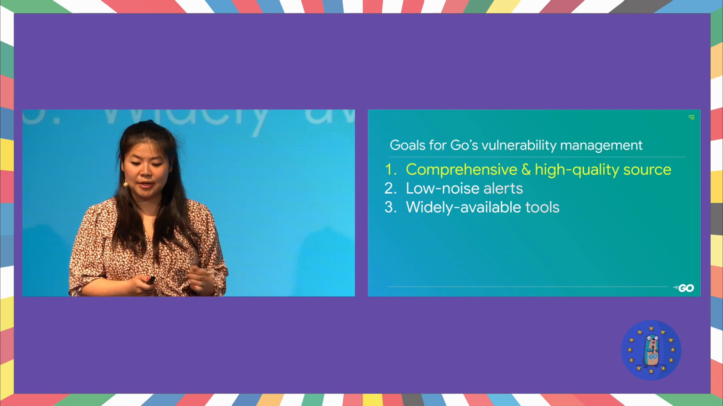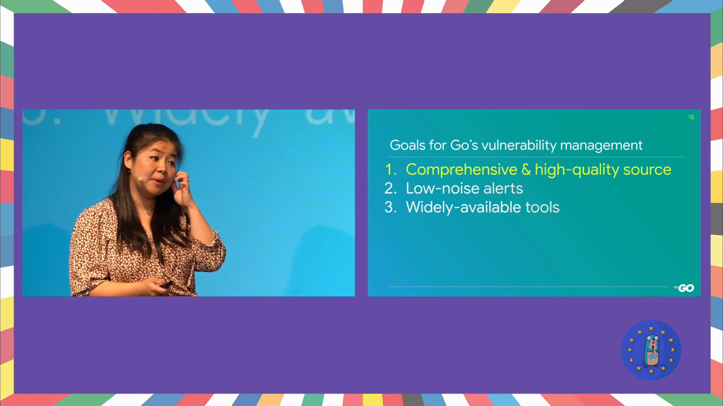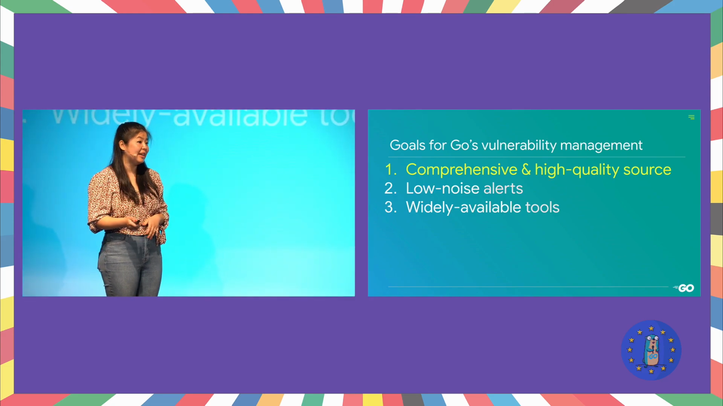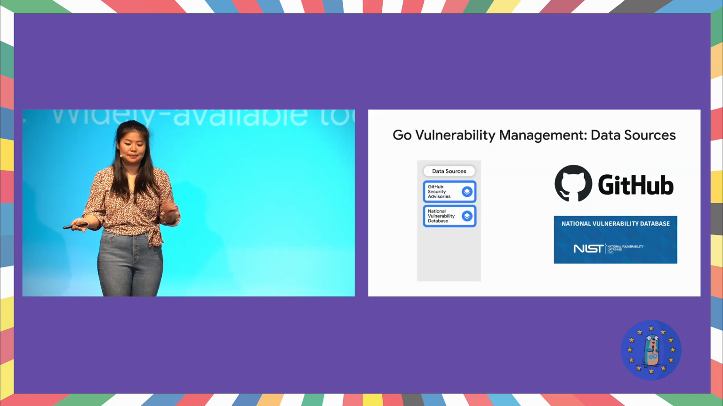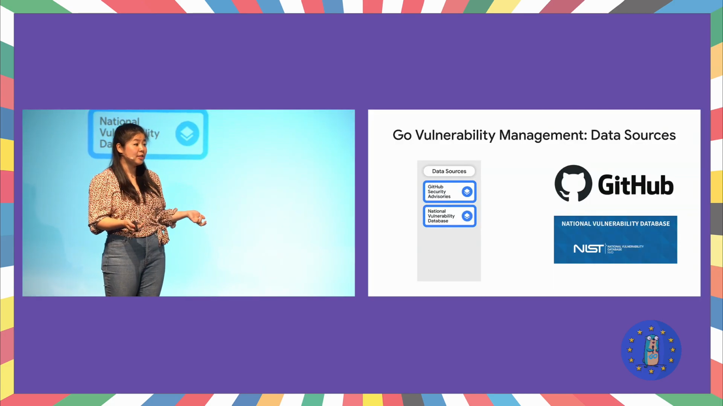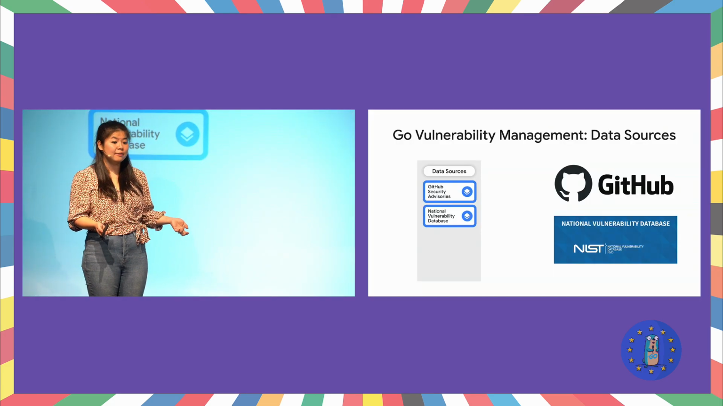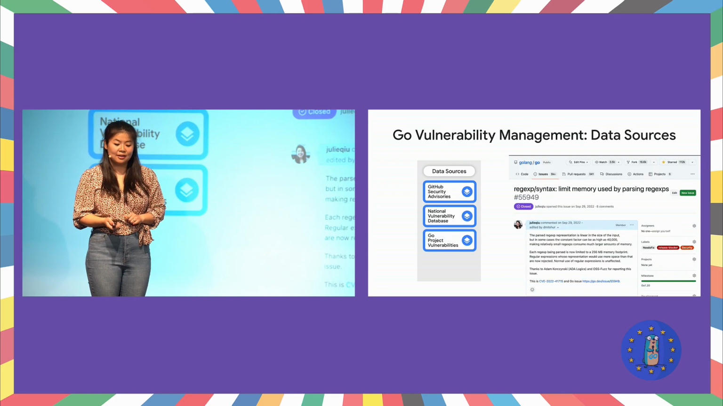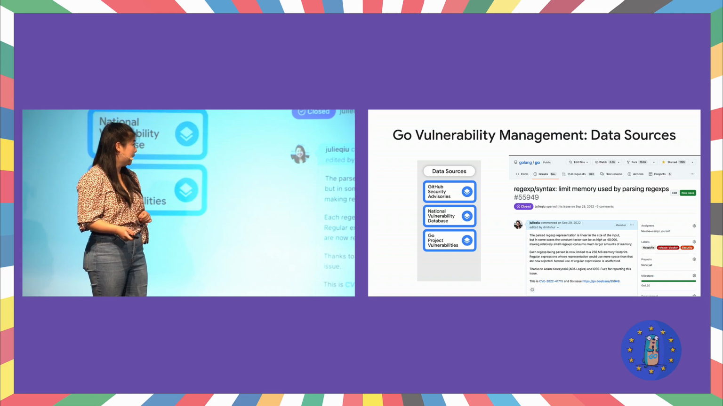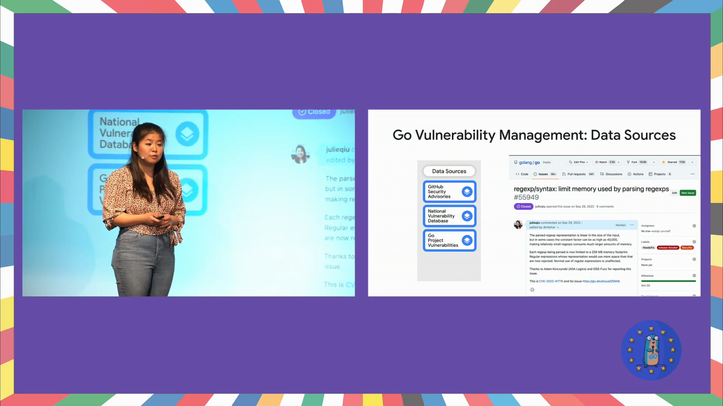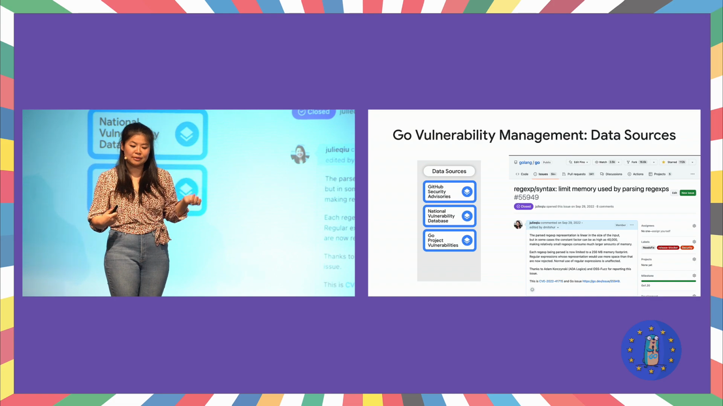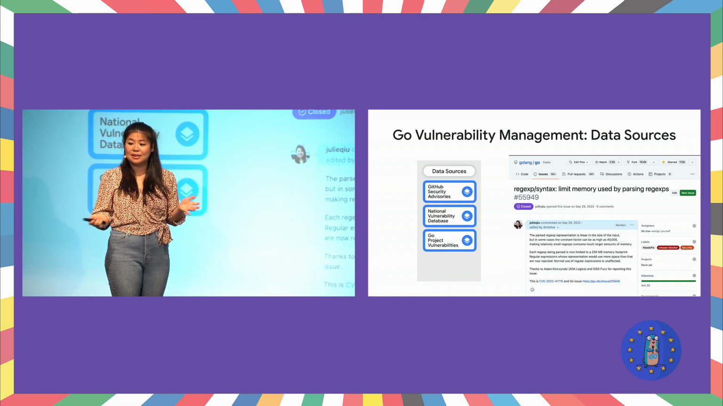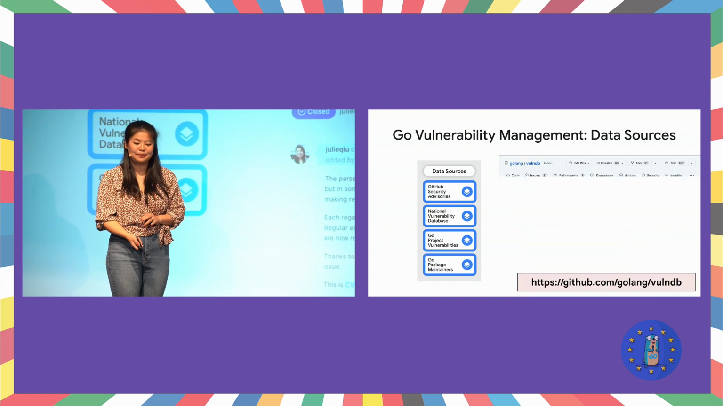So our first goal is to create this database of comprehensive and high-quality information. And to do that, we pull vulnerability data in from a bunch of different sources. This includes third-party sources like GHSAs from the GitHub Security Advisories database and CVEs from the National Vulnerability Database. It also includes vulnerabilities in the Go project. So if you subscribe to Golang Announce, you'll occasionally receive these emails that we've released security fixes for the standard library, and these are also part of the vulnerability database.